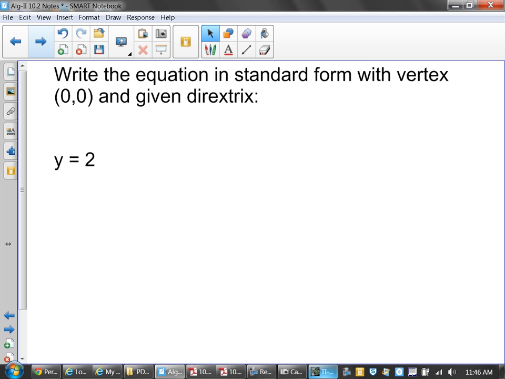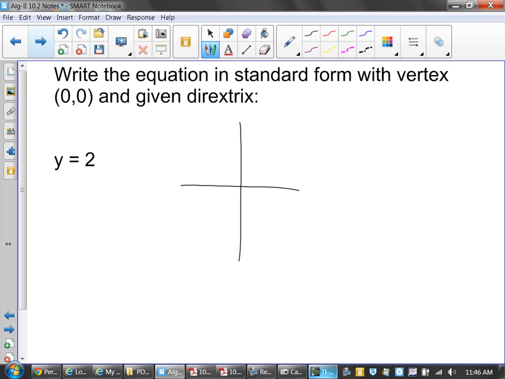First thing you want to do when you have a problem like this is just draw a quick XY grid. When I draw a quick little grid, I now can plot where the directrix goes. The directrix is y equals a number. Is that horizontal or vertical? It's horizontal, so up and down. And the parabola is below the horizontal.